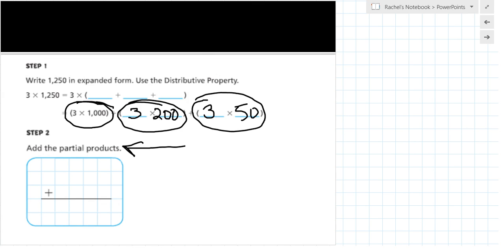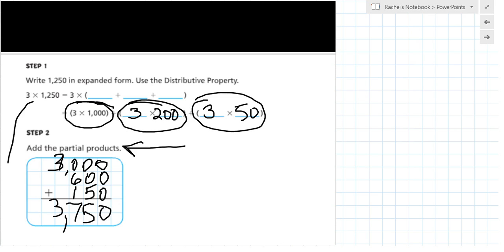So writing 3,000, because 3 times 1,000 is 3,000. 3 times 200 is 600, and 3 times 50 is 150. It's important for students to line up their digits when they're adding. They can find the answer that 3 times 1,250 is 3,750.